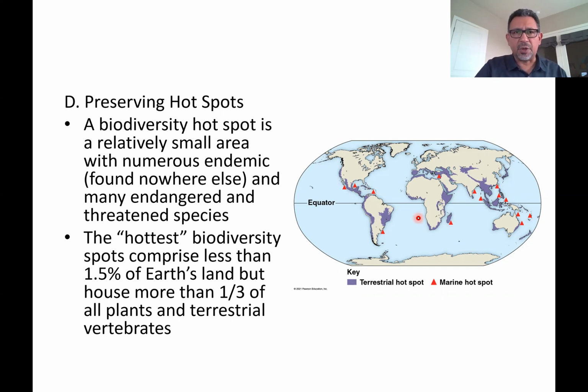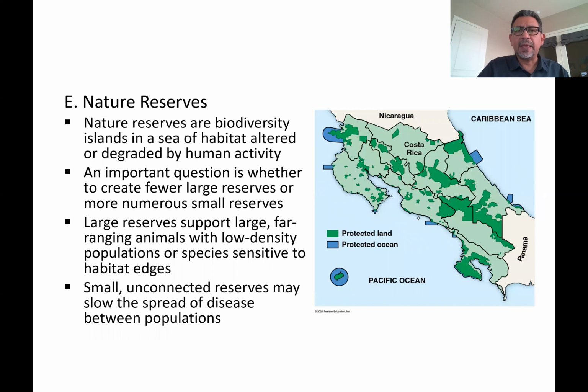So since we cannot save everything, then funds and resources and efforts should be invested in saving places where you can save a greater number of species as opposed to those places that don't support large numbers of species. That is the idea behind some nature reserves.